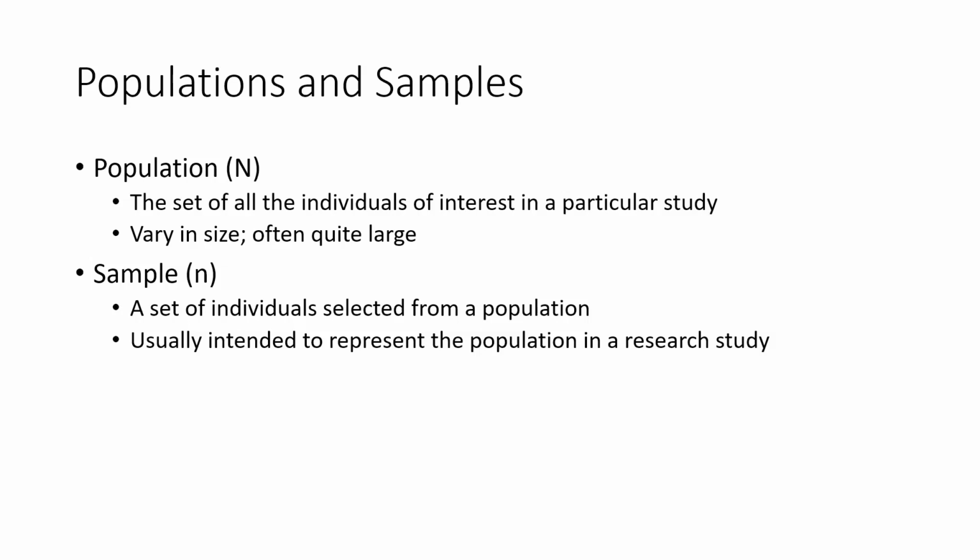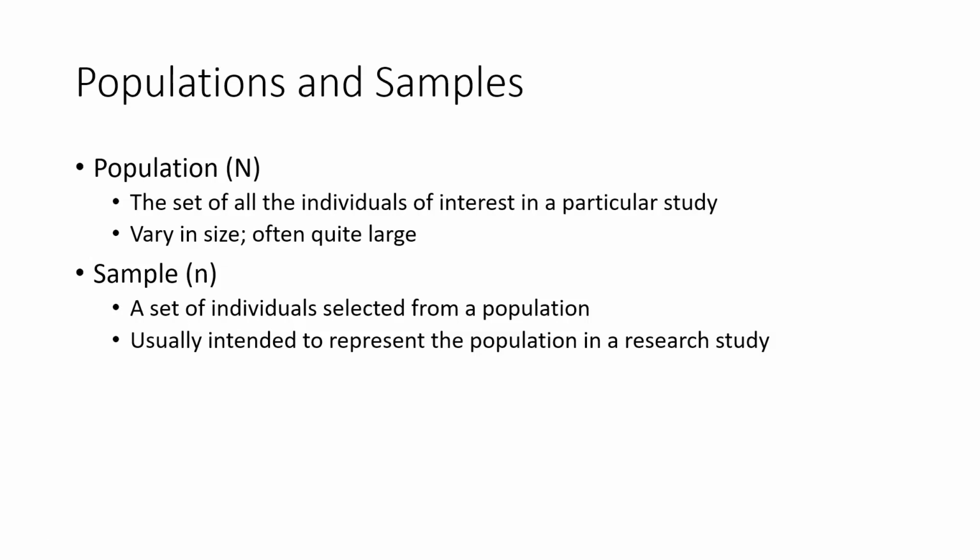For that reason, it's usually just as effective to draw a representative sample of individuals. A sample is a set of individuals that were selected from the population, and they're usually intended to represent the population in a research study. So if you wanted to understand all Americans, instead of measuring all Americans, you could just take a random sample of Americans and ask them those 10 questions, and then conclude about the general population that they're pretty similar to the people that you selected in your sample.